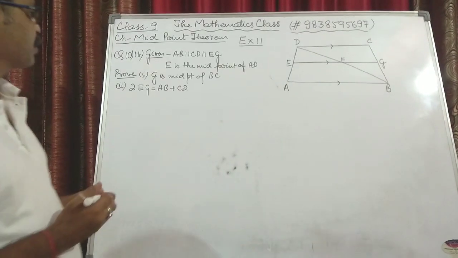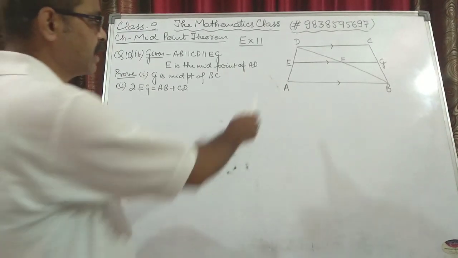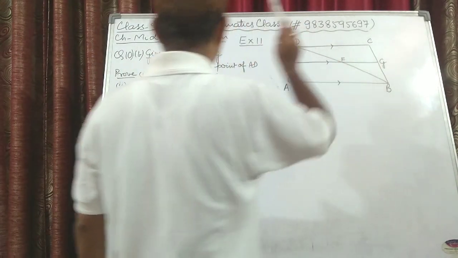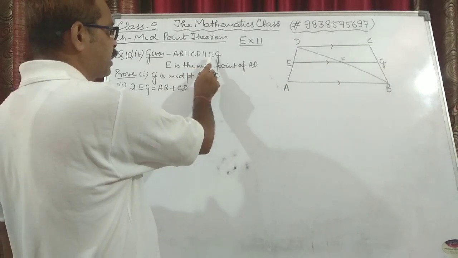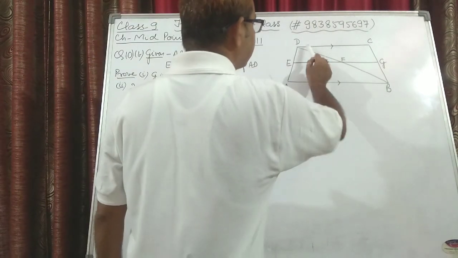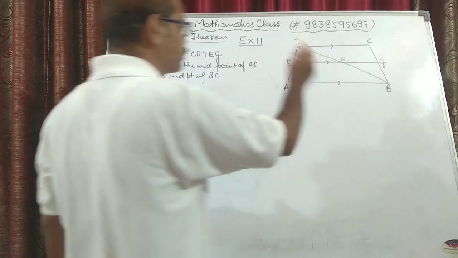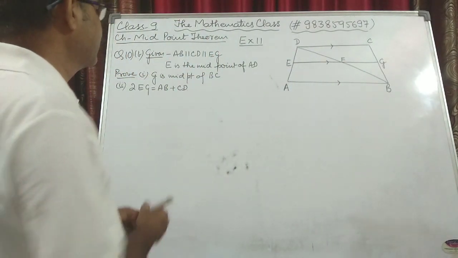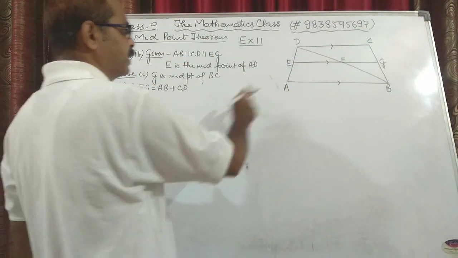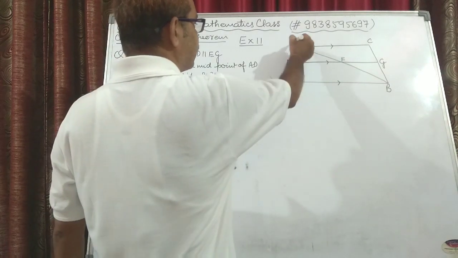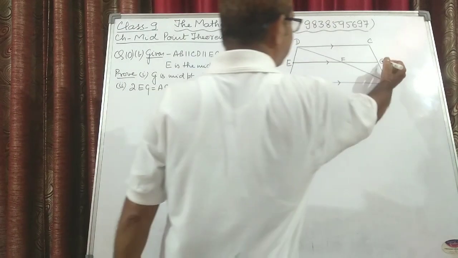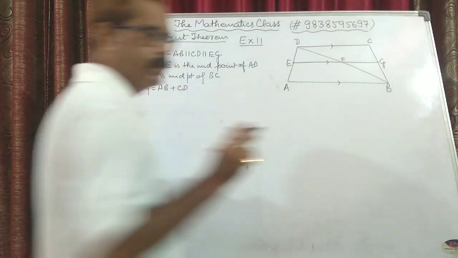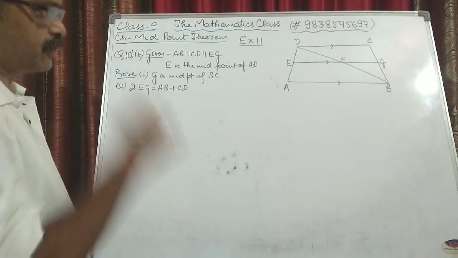Now in the 10th question second part, it is given that ABCD is a quadrilateral. In this quadrilateral, AB is parallel to CD is parallel to EG. Means AB, CD, EG, all these three lines are parallel to each other, and what is given? E is the midpoint of AD. First thing we have to prove, G is the midpoint of BC. This is just like the first part.